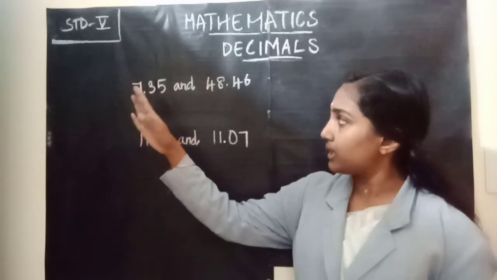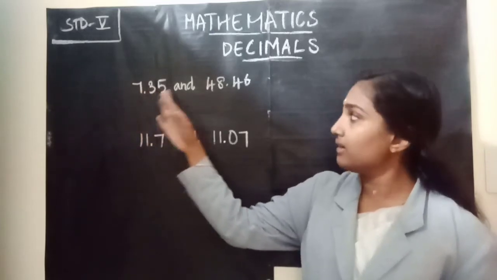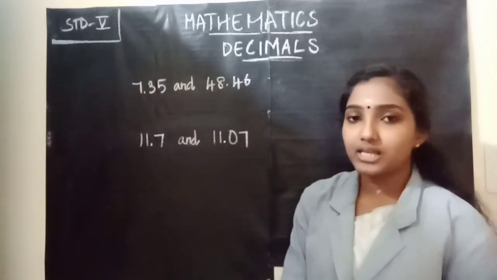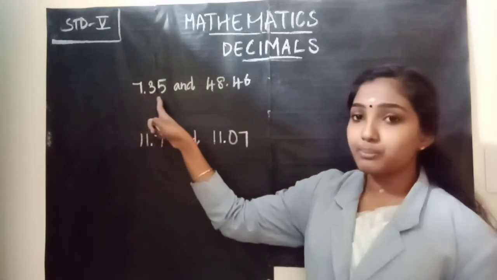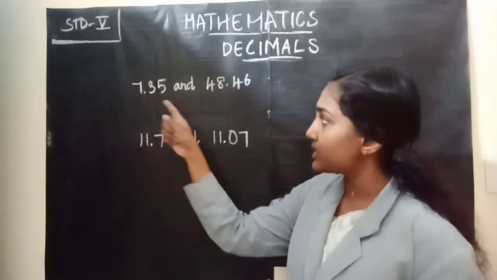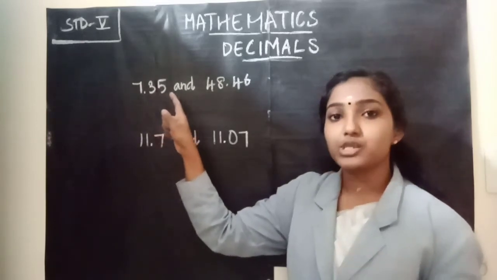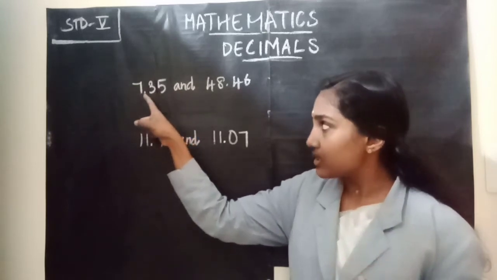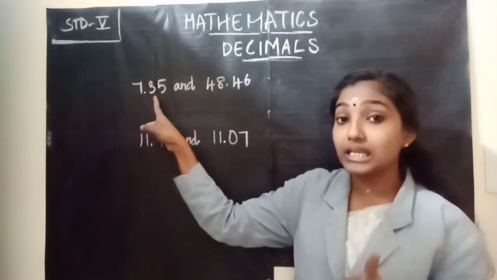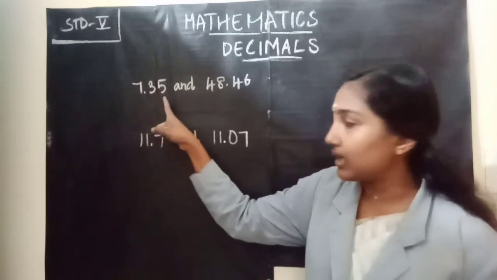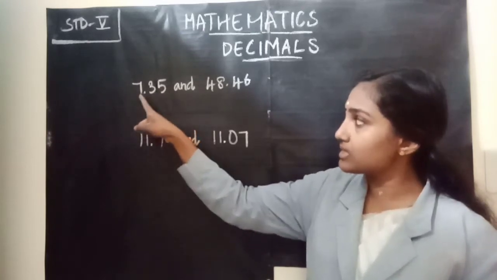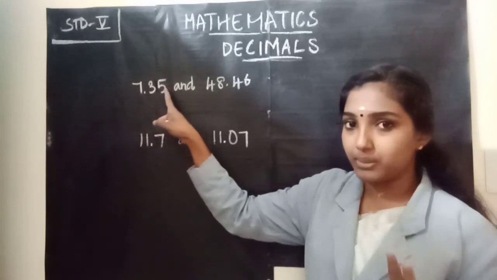See the first number, it is 7.35 and 48.46. I have two decimal numbers here, and look here in the first number 7.35. How many decimal places are there after the decimal? How many digits are there? There are two digits, 3 and 5. So it has two decimal places, right? After the decimal, the first place is the 10th place, T-E-N-T-H-S. Then after the 10th place, we have the 100th place. So 7.35 has got two decimal places.